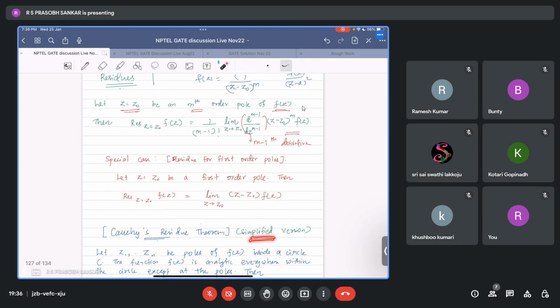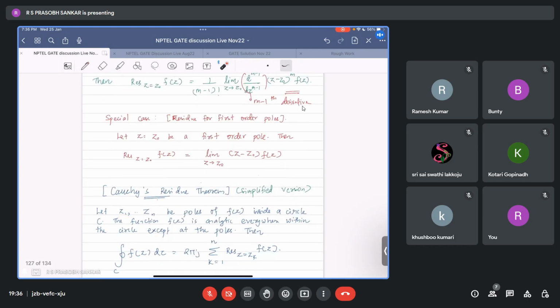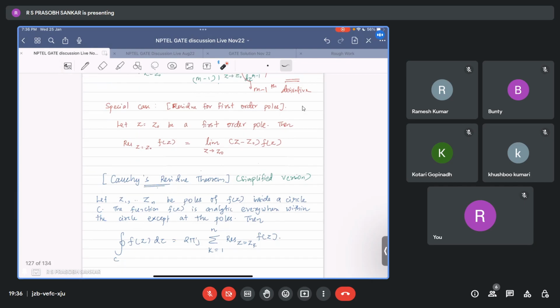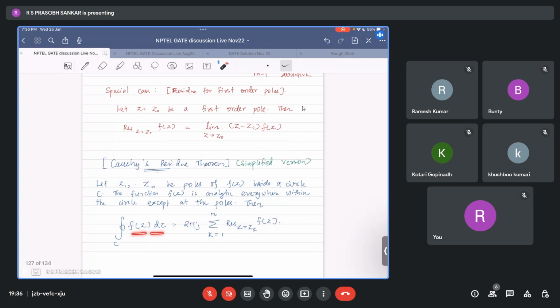Again, I am presenting a simplified version here. Let z1 up to zn be poles of a function f of z inside a circle C. It need not be a circle, but any simple closed smooth curve C. Now, suppose the function f of z is analytic everywhere within the curve except at the poles. Then the integration over C of f of z dz is given by 2 pi j times the sum of residues. This is Cauchy's residue theorem.